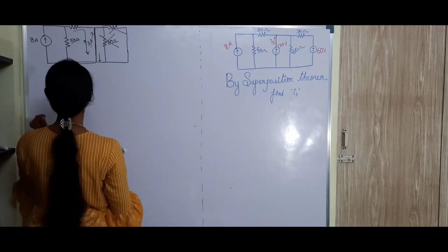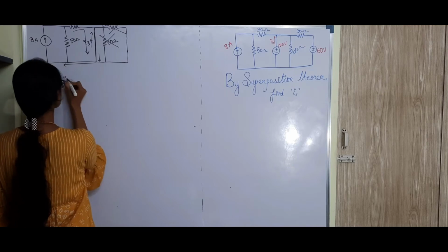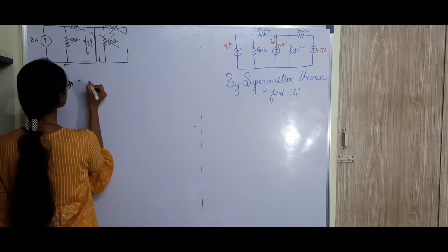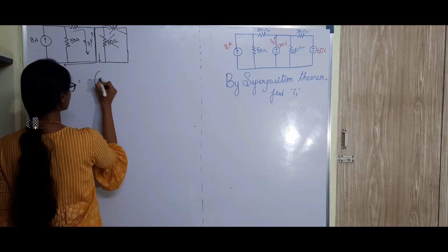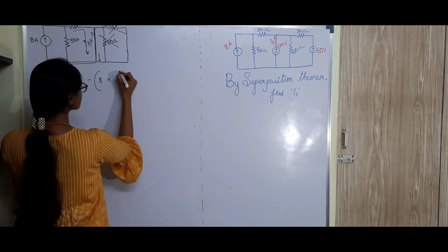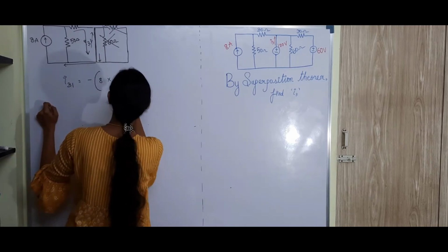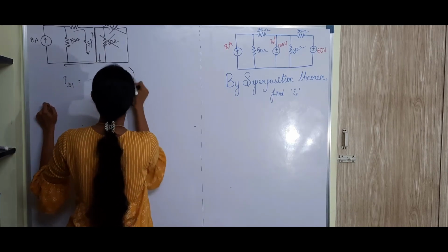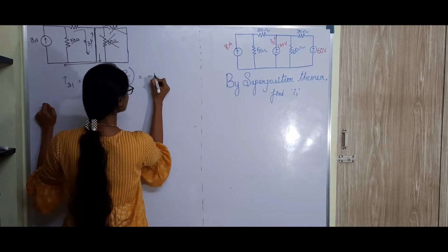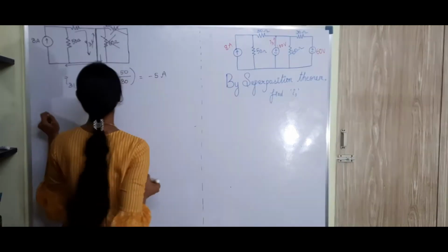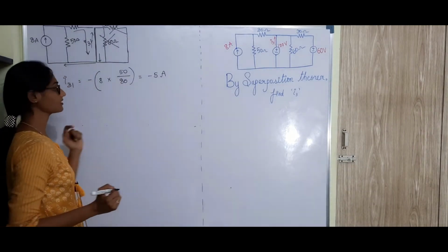By applying the current division rule, I can say that I31 will be minus total current 8 ampere into the other resistance 50 divided by sum of these two resistances 50 plus 30, 80 ohm. So this will be minus 5 ampere. Okay, I31 is minus 5 ampere.